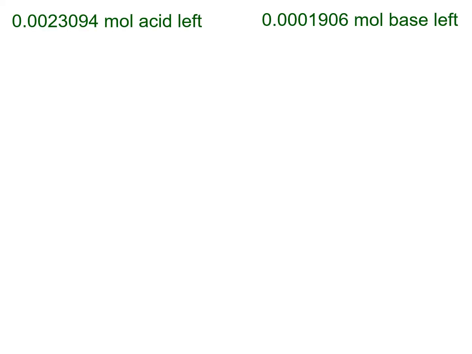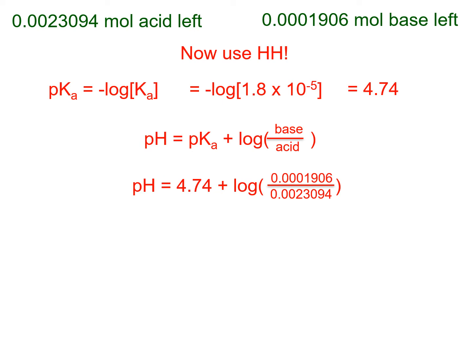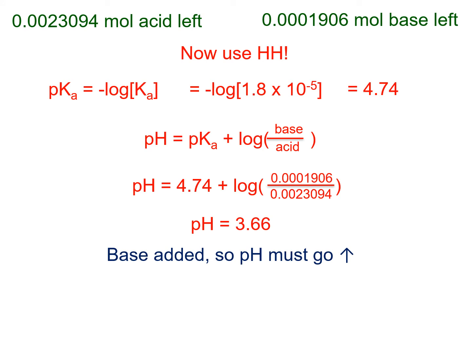Once I have my moles of acid and base, I can go ahead and use Henderson-Hasselbalch. So I can take the negative log of the Ka. This is a weak acid, so I already have Ka given. I can go ahead and put in my moles of base over my moles of acid, and it'll give me my pH of 3.66. Now I expect this to be higher than my last part of the question because I've added base, so my pH should be a little higher.